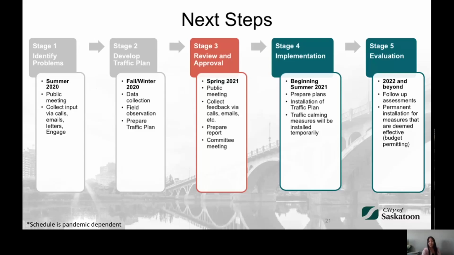The next stage of the process involves the implementation of the traffic plan, which includes the preparation of plans and installation of the recommendations. Signage, pavement markings, and temporary traffic calming measures are typically installed within a year after presenting the report. The evaluation stage includes the follow-up assessments to determine the effectiveness of the temporary traffic calming measures. Since there are no physical traffic calming measures recommended for this neighborhood, this stage does not apply.